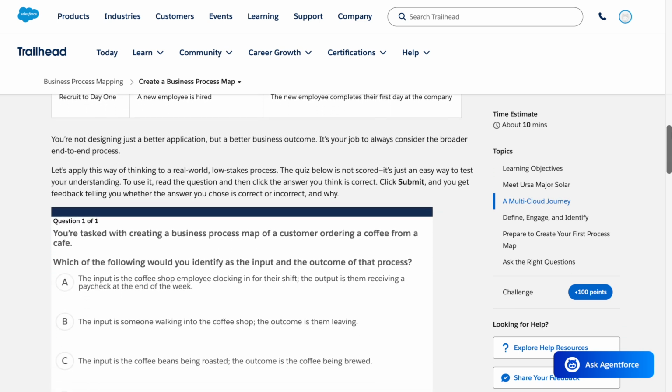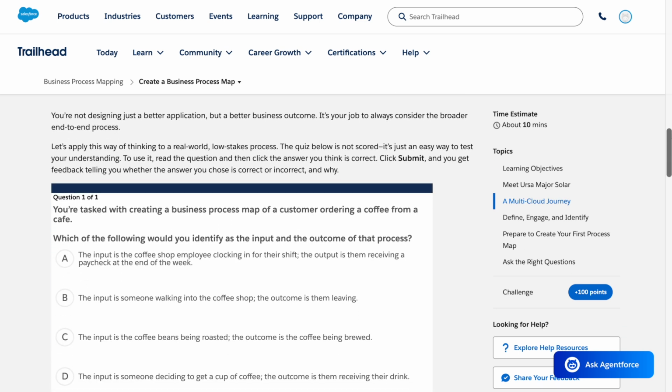You're not designing just a better application, but a better business outcome. It's your job to always consider the broader end-to-end process. Let's apply this way of thinking to a real-world, low-stakes process. The quiz below is not scored. It's just an easy way to test your understanding. To use it, read the question and then click the answer you think is correct. Click Submit, and you get feedback telling you whether the answer you chose is correct or incorrect and why.